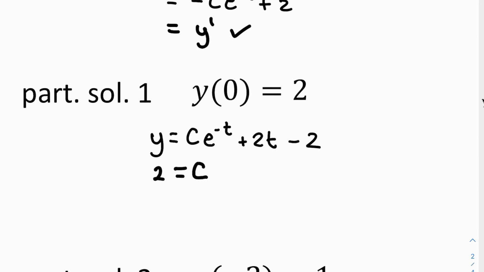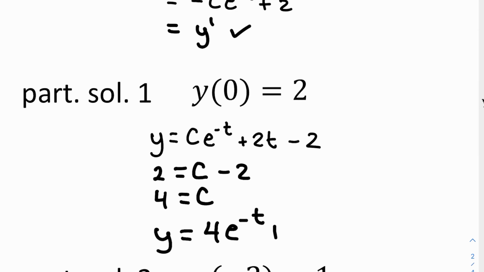So we're going to get c times e to the 0. That's just going to be c. Plus 2 times 0, that's gone, and then minus 2, and then add 2 to the other side, and we get 4 is equal to c. Therefore, our particular solution is y is equal to 4e to the negative t plus 2t minus 2. And this is the solution that goes through the point (0, 2).